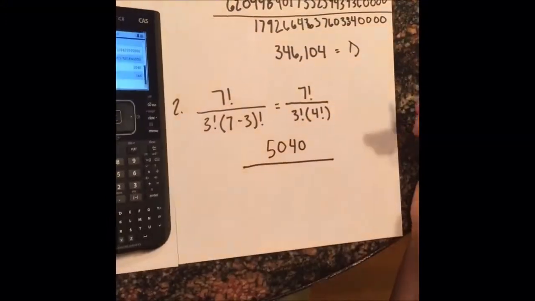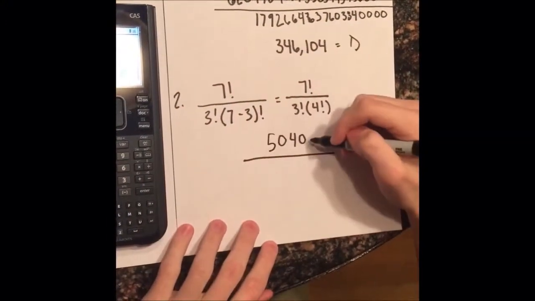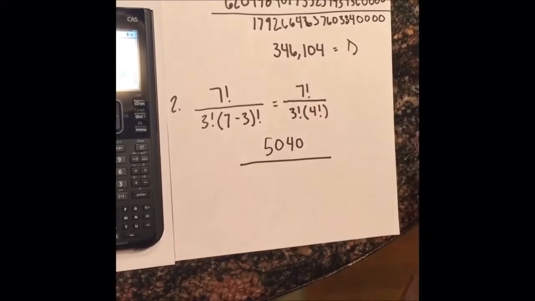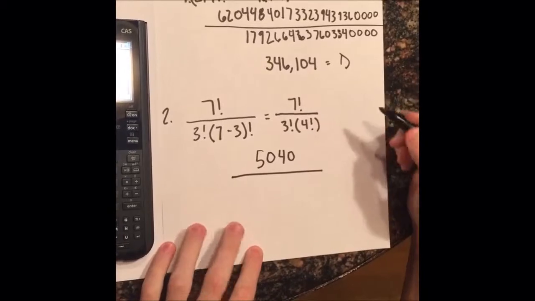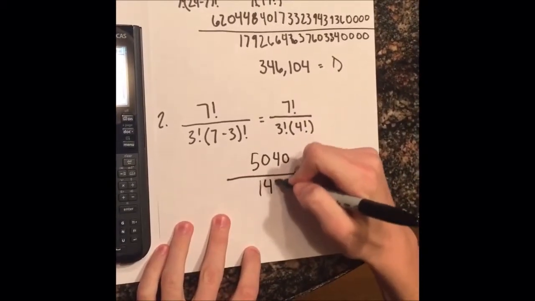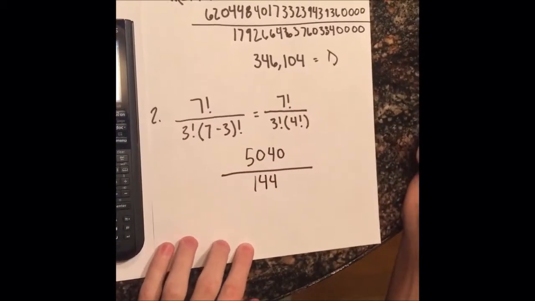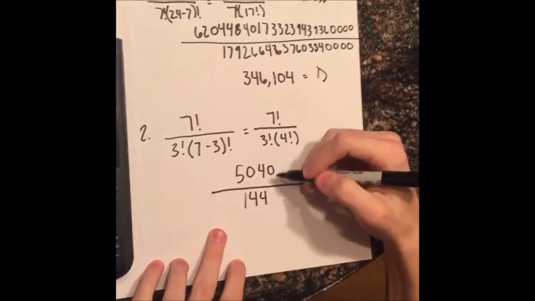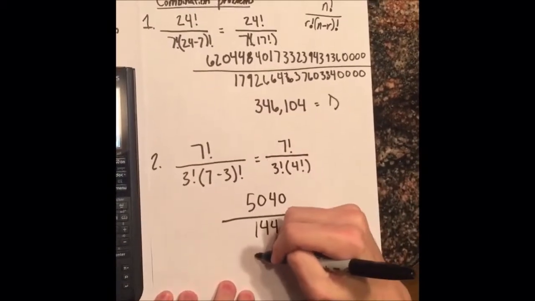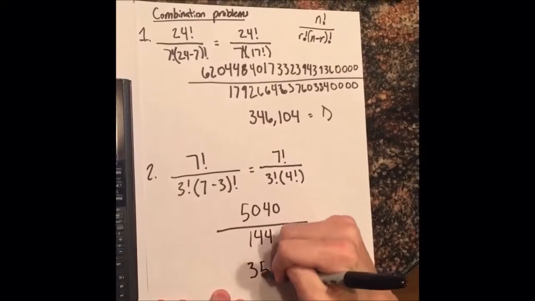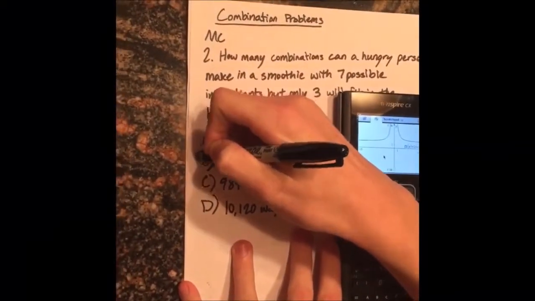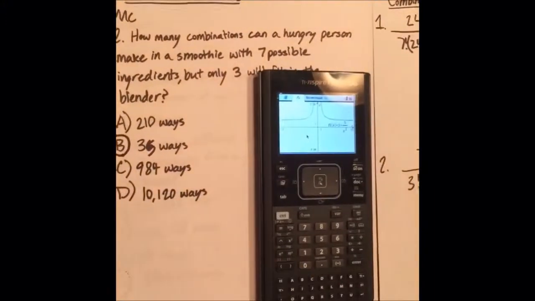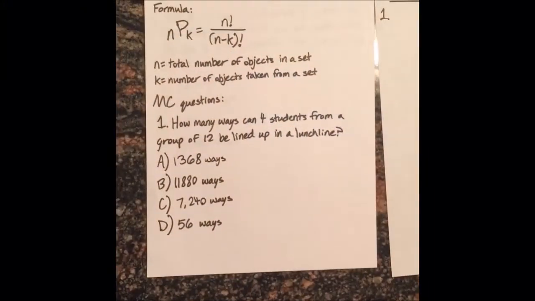Alright, so we're going to multiply out 7 factorial and we get 5,040. Then we're going to multiply 3 factorial times 4 factorial. When we do this, we get 144. After we divide 5,040 by 144, we get 35. 35 is answer choice B. And those are our combination problems. And now on to permutation problems.